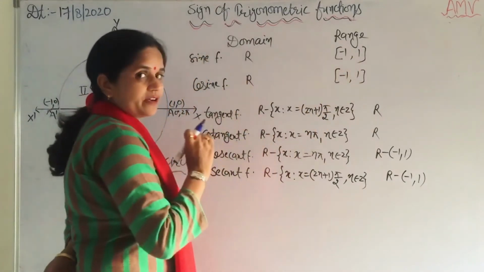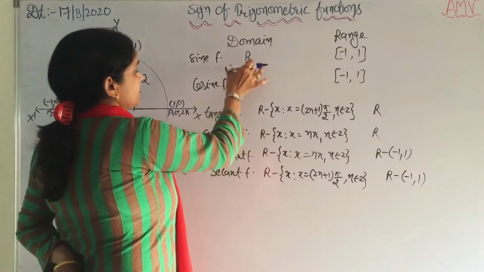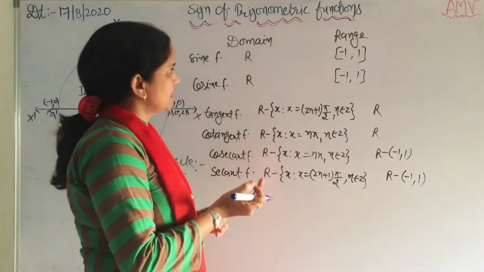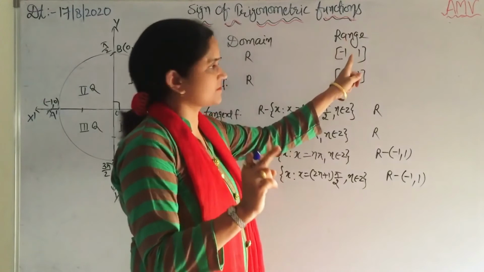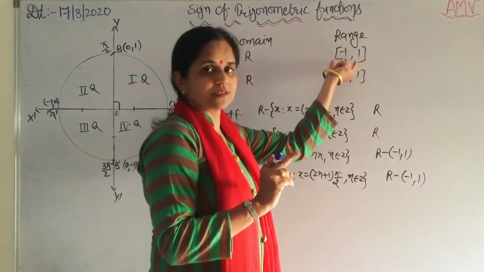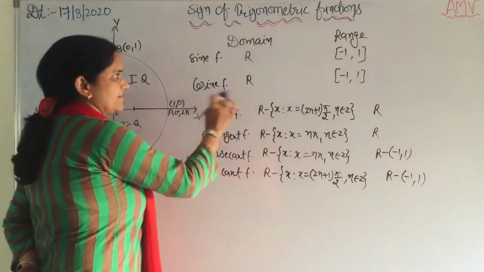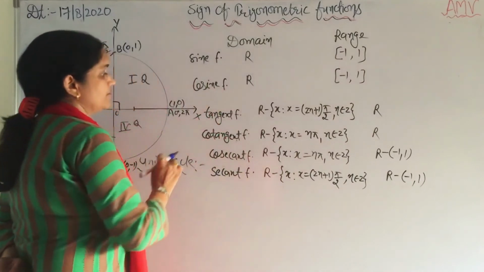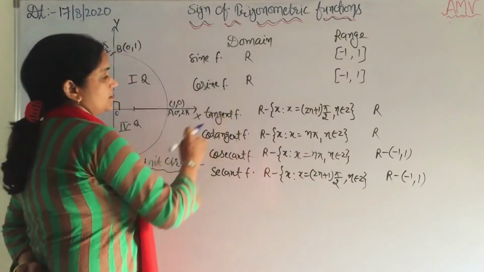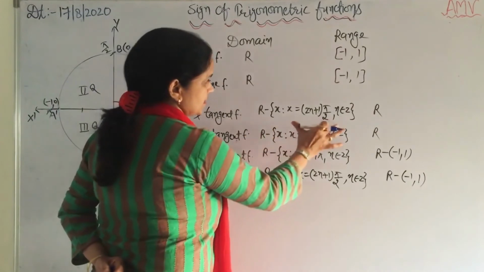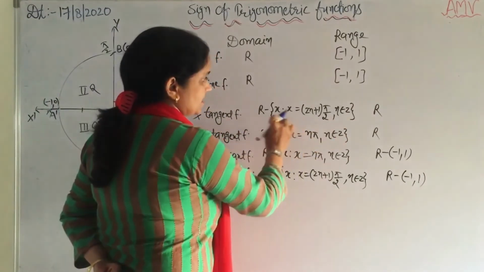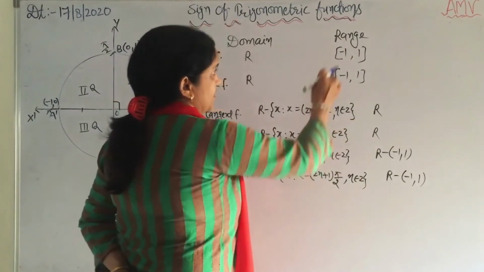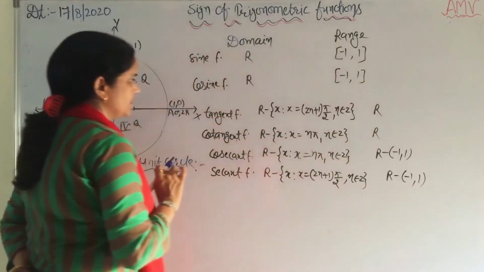R means set of real numbers. Domain can take all values from real numbers, but the image of the element is the range, and it is only -1 to 1, a closed interval. Same as for the cosine function: domain is R, range is -1 to 1. And for the tangent function, here the domain is R minus the set of x such that x is equal to (2n+1) pi by 2, n belongs to Z, and range is R, the set of real numbers.